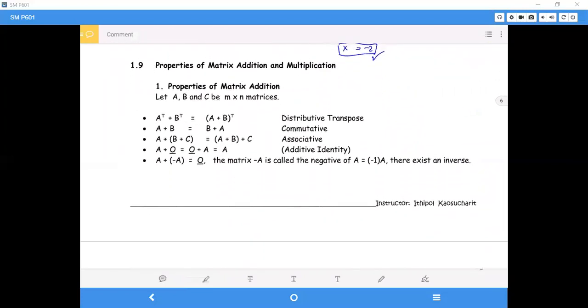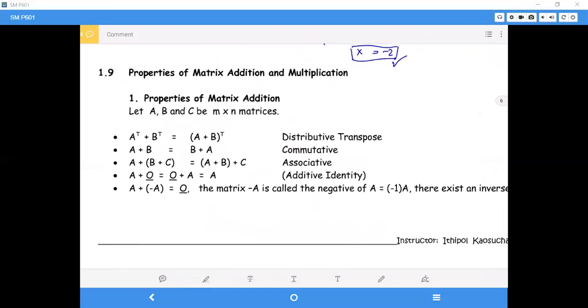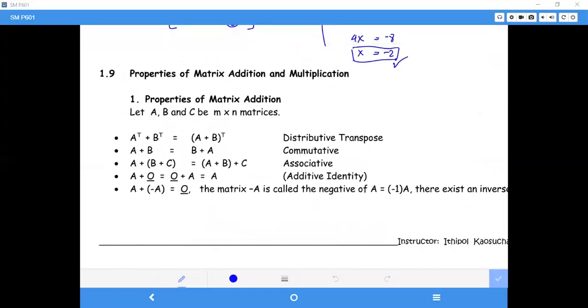Okay, so what is it, this one? What is it here? So 1.9, properties of matrix addition and multiplications. Okay, let's see some properties, right? But I'm just going to highlight the good one for you. Something like this, that letter T. If you still remember, that letter T is short for transpose.